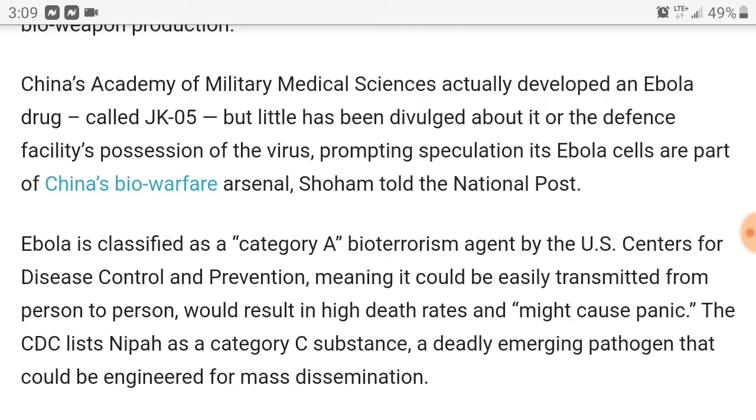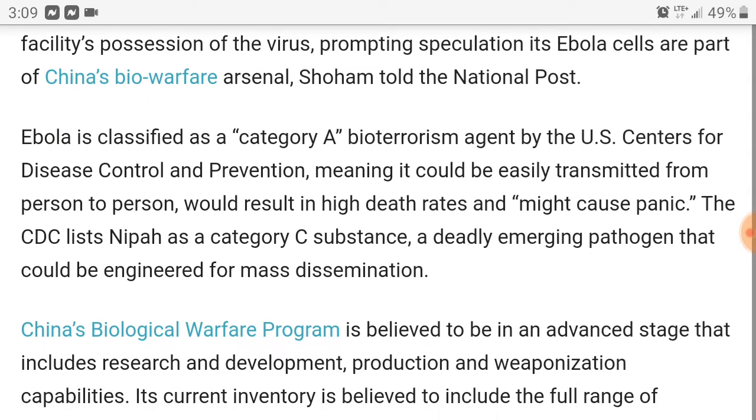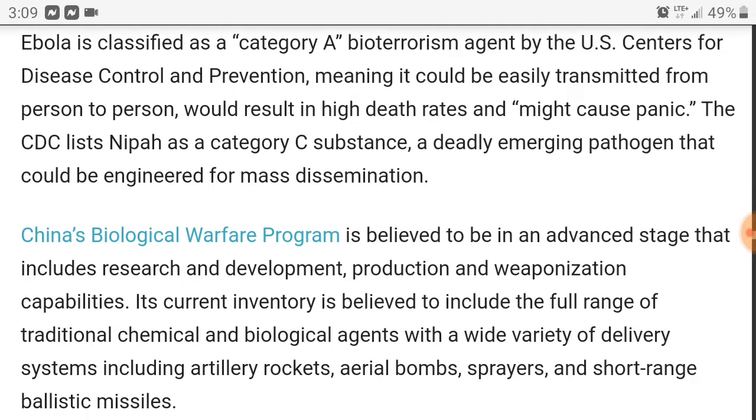So China's Academy of Military Medical Science has actually developed an Ebola drug called JK05, but little has been divulged about it or the defense facility's possession of the virus, prompting speculation its Ebola cells are part of China's biowarfare arsenal. Okay, so they said Ebola is classified as a Category A bioterrorism agent by the U.S. Centers for Disease Control and Prevention, meaning it could be easily transmitted from person to person, would result in high death rates, and might cause panic.